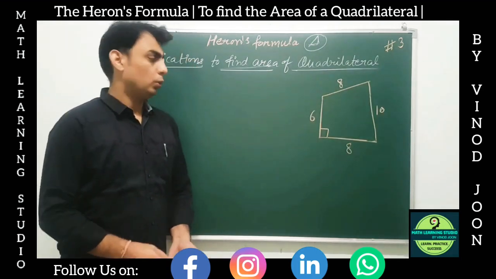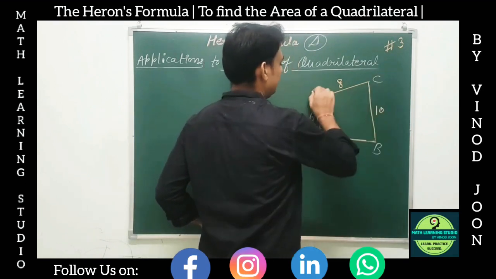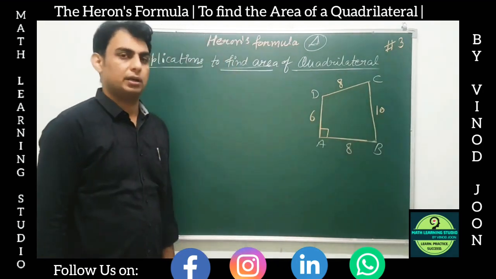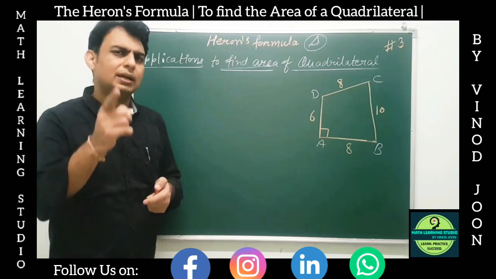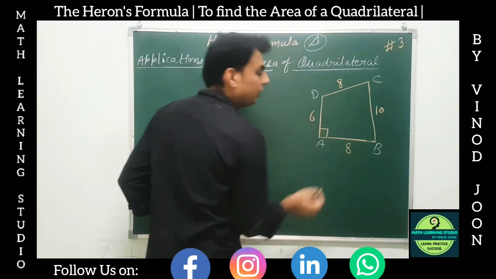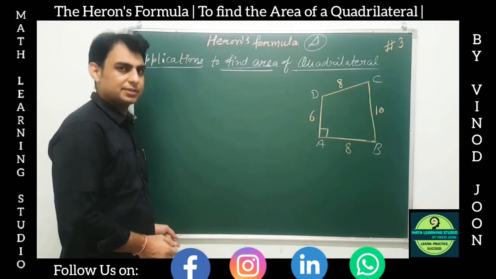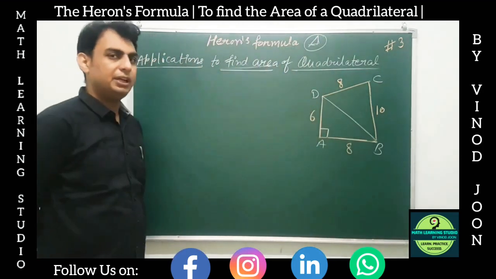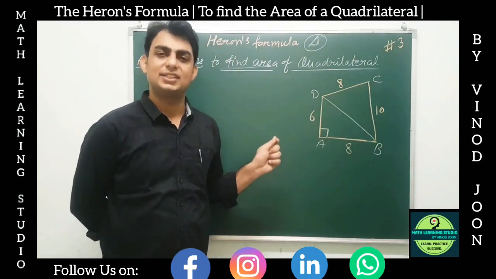In the second example, we again have a quadrilateral. Let me name it ABCD once again. We are given just the 4 sides of this quadrilateral. We do not know the diagonal. It's not given. But there is one extra piece of information given, and that is that angle A is 90 degrees. This will help us. How? See, if I draw this diagonal BD, what do I get? It's a right angle triangle.